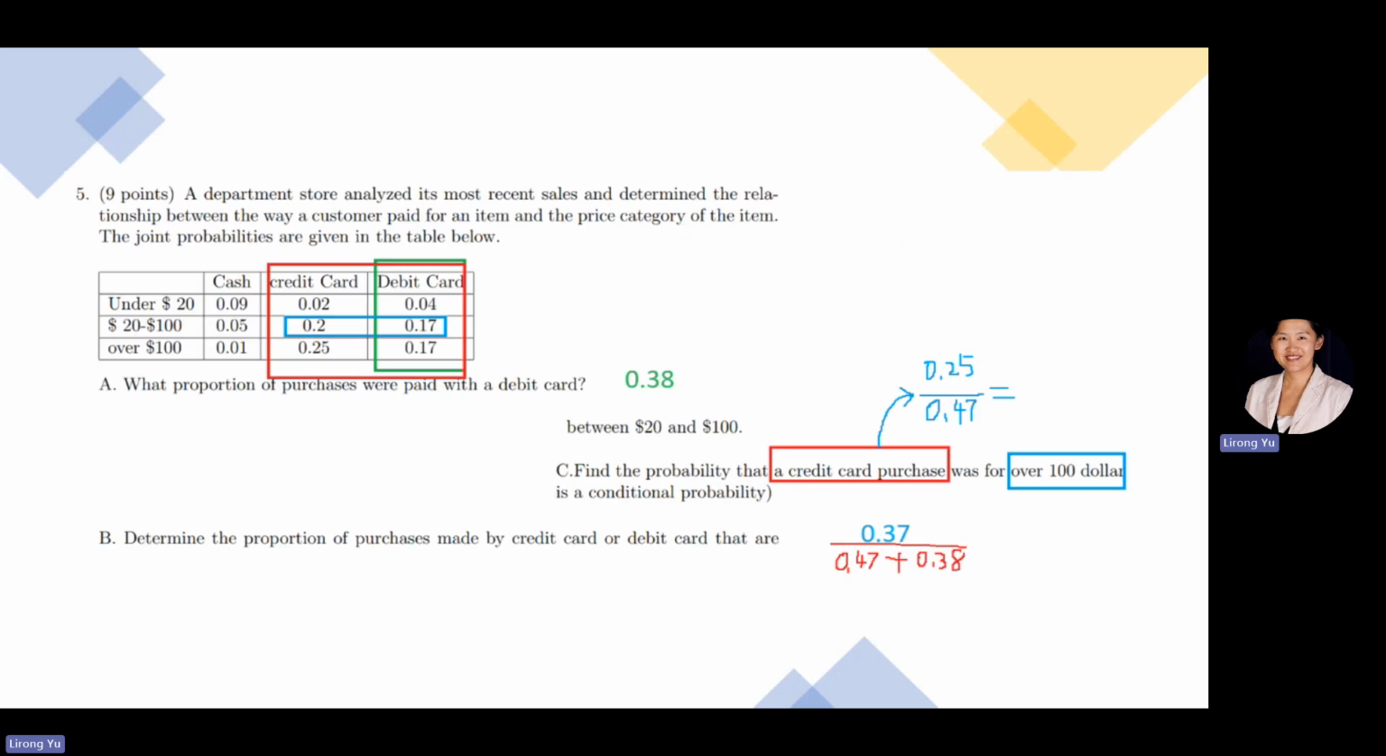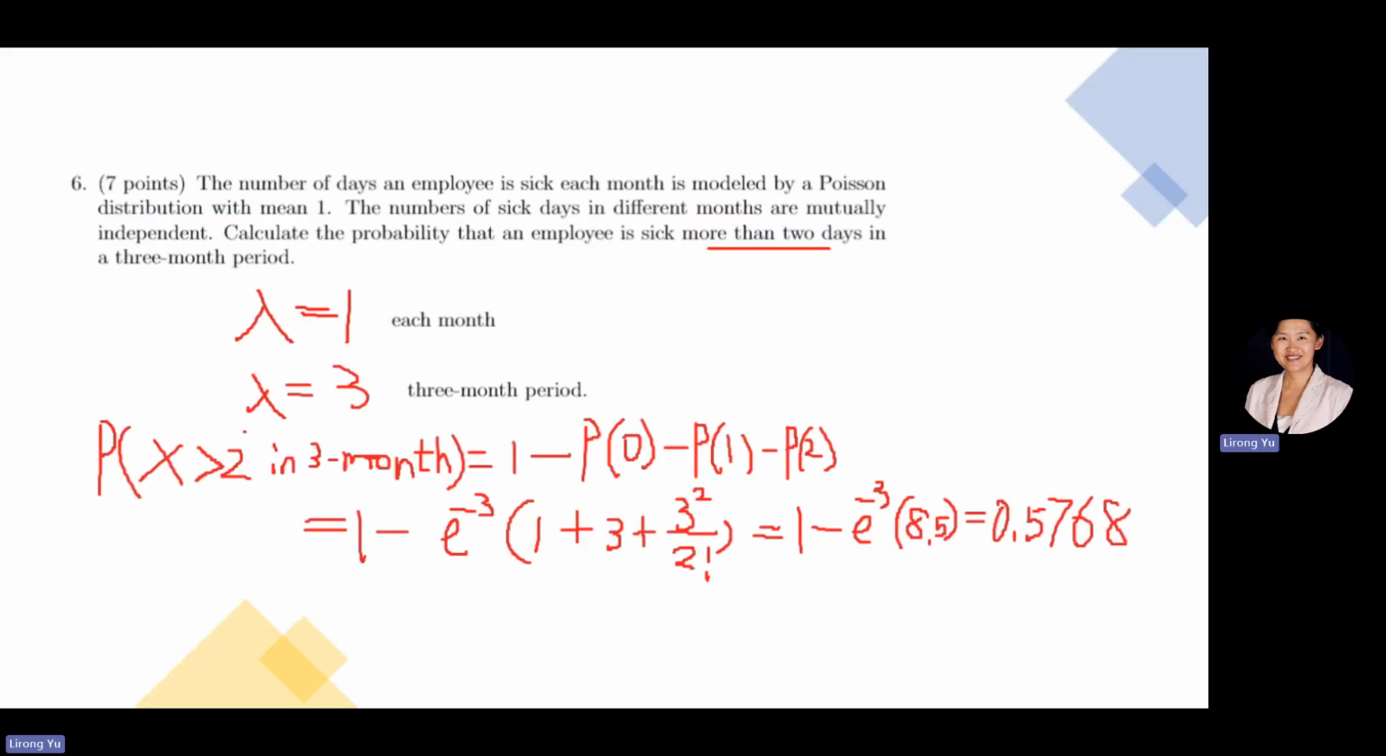And then number 5 is the part with the table. So it's a chapter 1 question where the contingency table is provided. We should be able to calculate conditional probability from the table. And that will be one of the questions related to the homework.